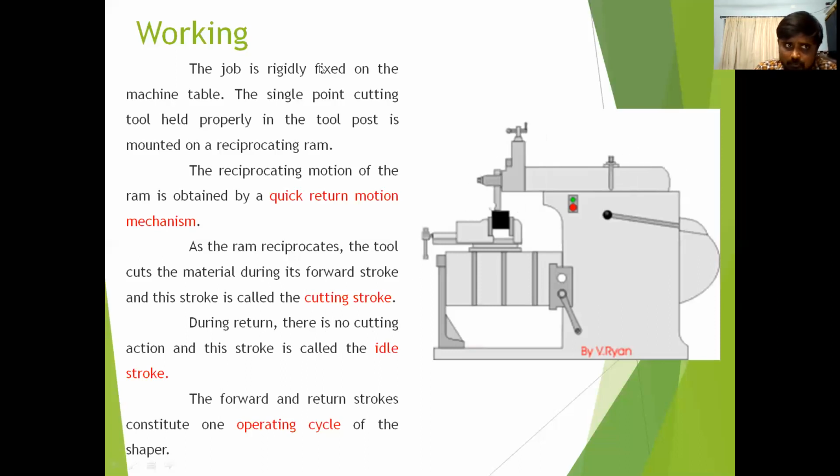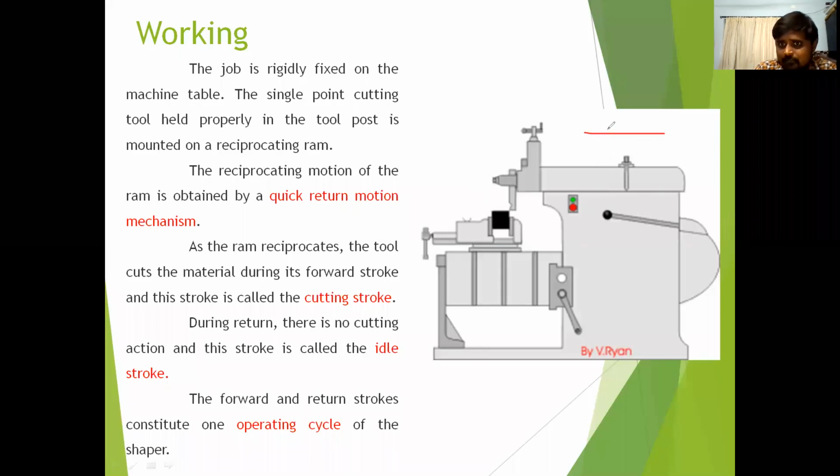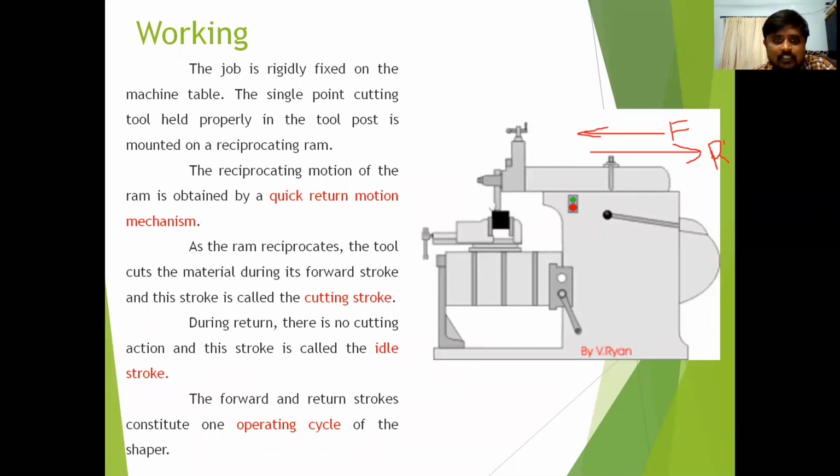So this is the forward stroke here, and this one is the return stroke. During the forward stroke only the cutting action takes place, and during the return stroke there is no cutting action. That's why the forward stroke is called the cutting stroke and the return stroke is called the idle stroke. One forward and one return stroke together form one operating cycle of the shaper, or one cut.